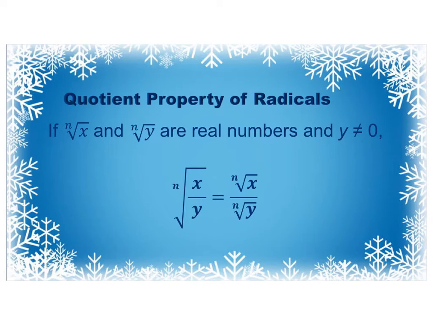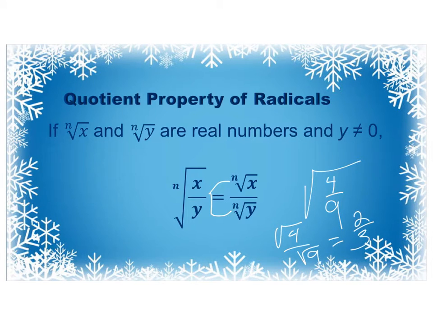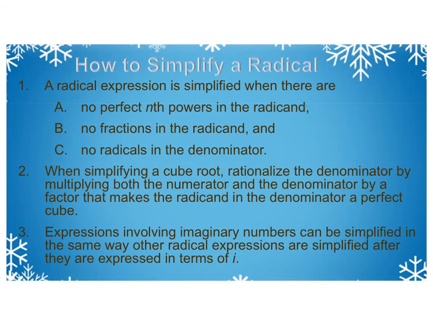All right, quotient property of radicals. Notice what it's saying is I can take the nth root of the numerator and put it over the nth root of the denominator. So this gives you a way to simplify things. For example, if I had the square root of 4 over 9, what's the square root of 4/9? I don't know. So I can split that, and now I'm going to have 2/3. So that splitting up is an important skill.